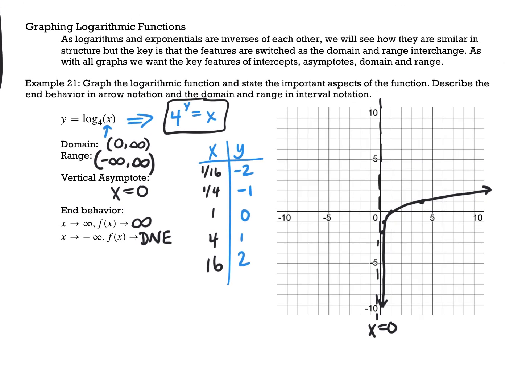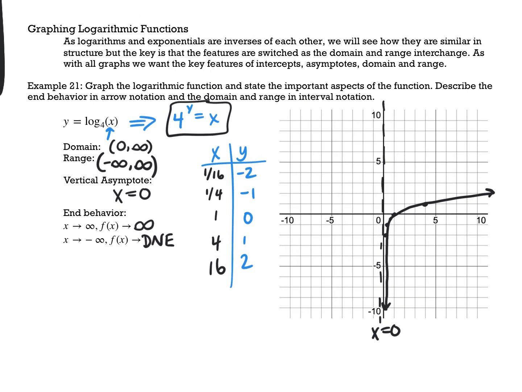So what's different with a logarithmic graph? We plug in the outputs and get out the inputs. We flip forms, we move to exponential form, and then we graph it almost the same way we would an exponential. We just plug in for y.